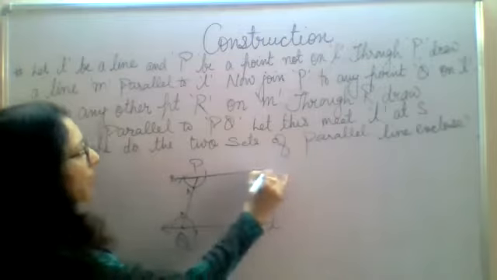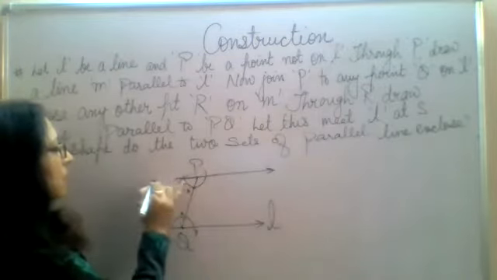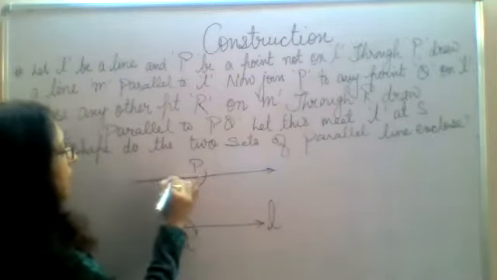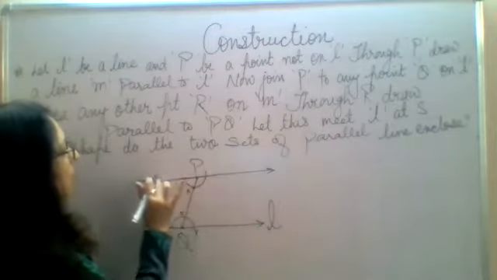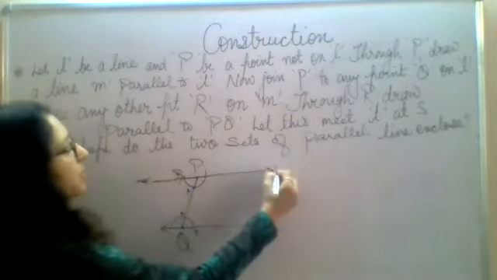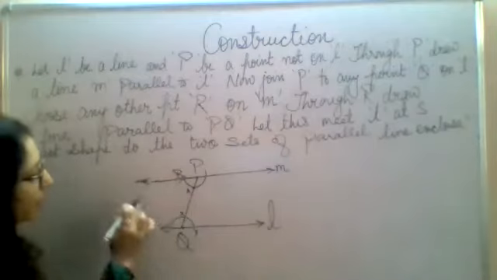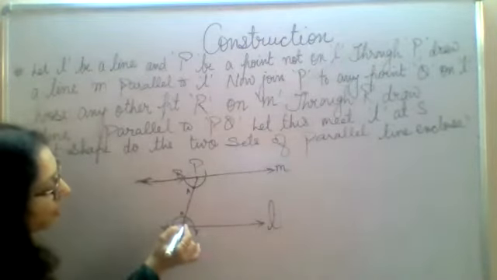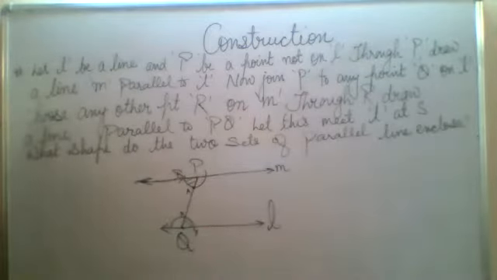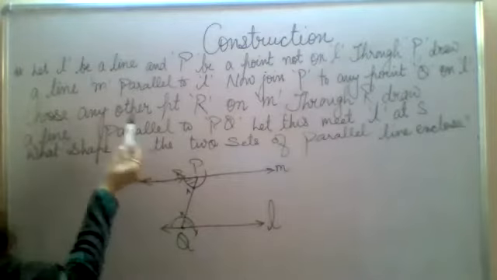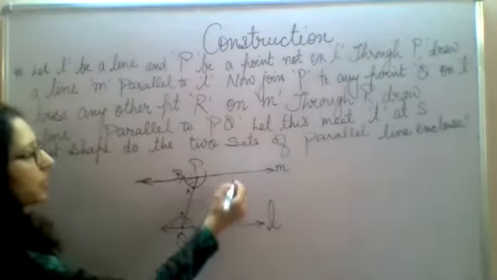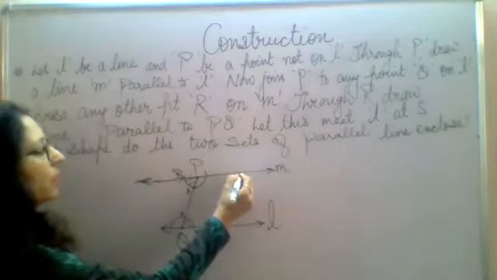From here, expand this and extend this line. So this is B and this is M. So you are getting, by making alternate angles equal, line N parallel to L. After this, it said to choose any other point R on M. We have taken this one, R.